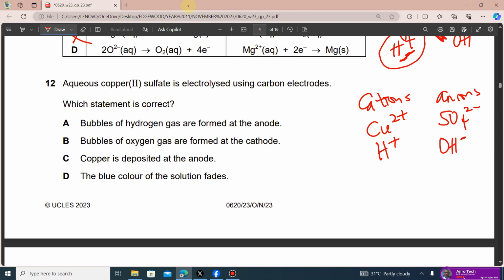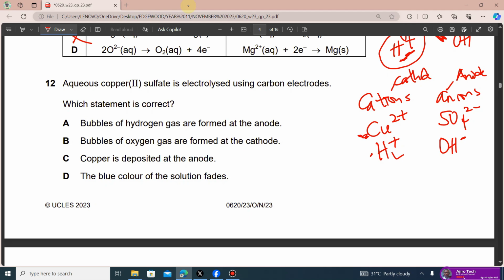So this goes to cathode, and this is the anode. So this should be attracted to the anode, this should be attracted to the cathode. Now, the cathode is the negative electrode, the anode is the positive one. So both of them, you see that hydrogen is more reactive than copper in the reactivity series. So hydrogen stays in the solution, copper is displaced and deposited at the cathode.